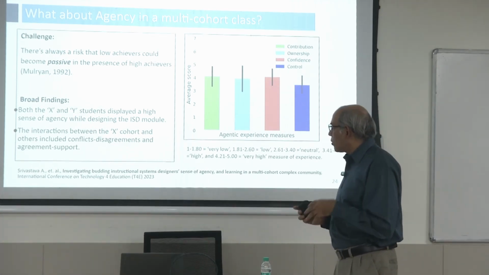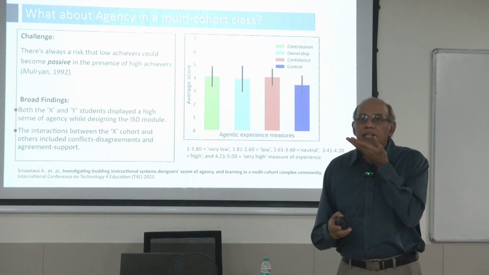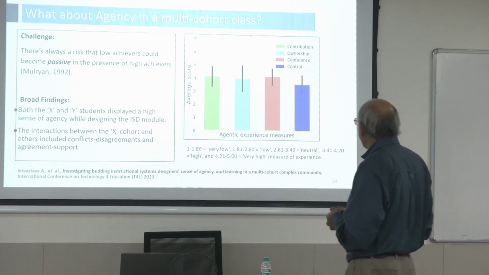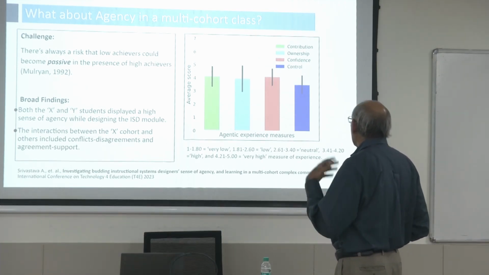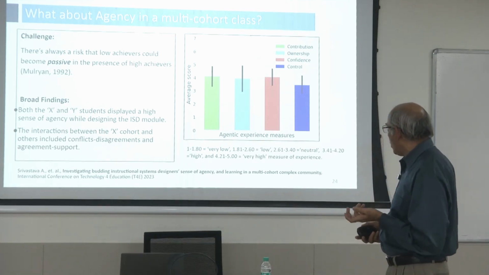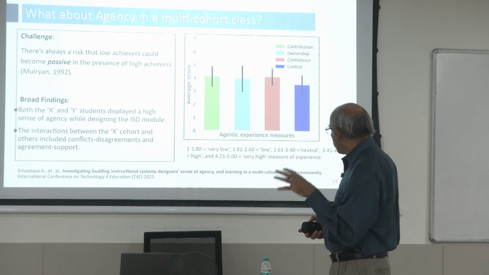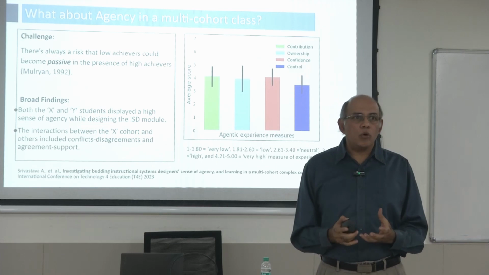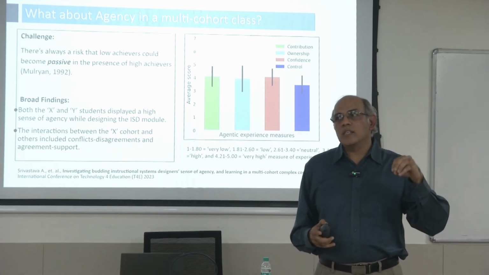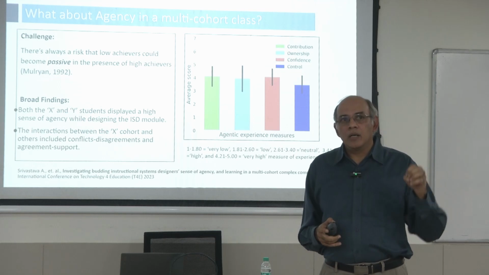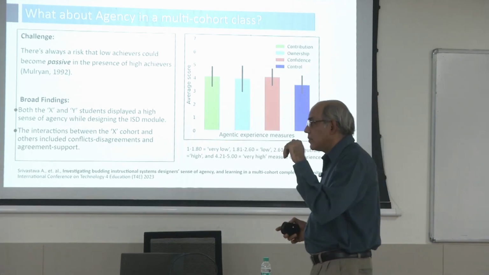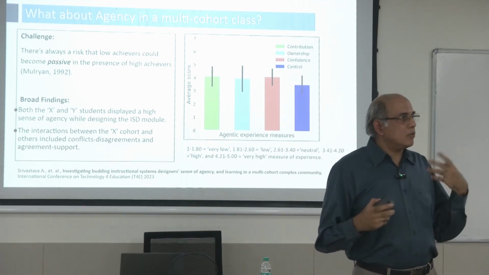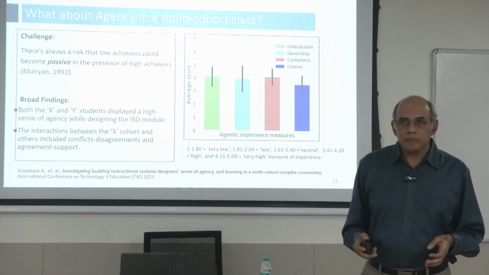Both the X and the Y cohort students displayed a high sense of agency while designing these modules. These are some of the dimensions on which we did the measurements: contribution, ownership, confidence, and control, and found that it was pretty high for the most part. The structure of the course, including senior students and telling them that it's not that you take the decisions and direct the junior students, but you help the junior students to carry out the project, was useful to maintain this agency.